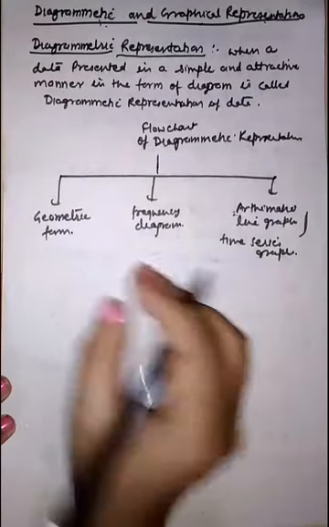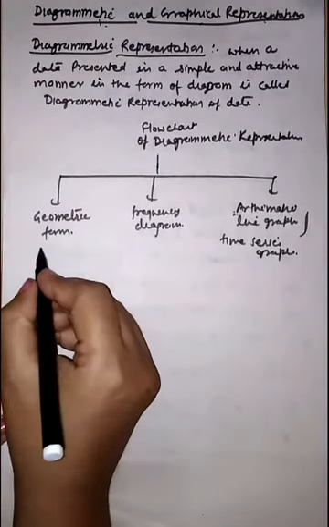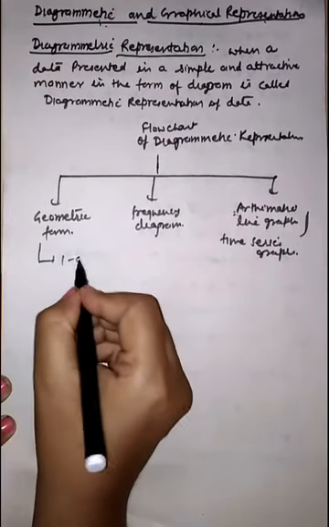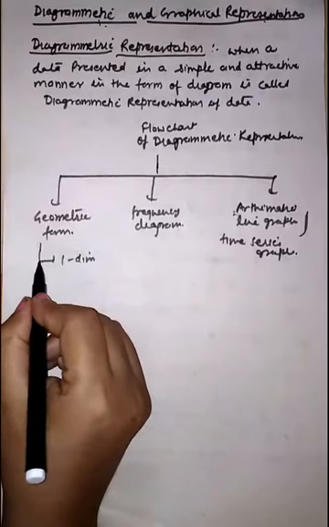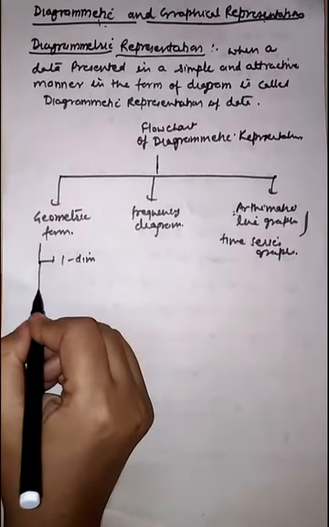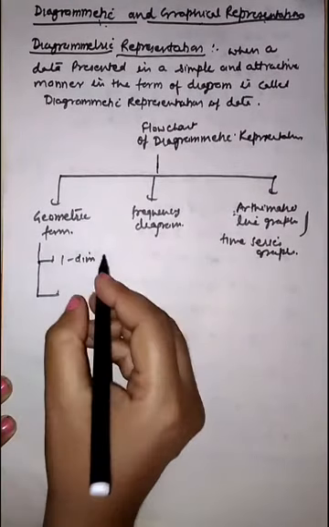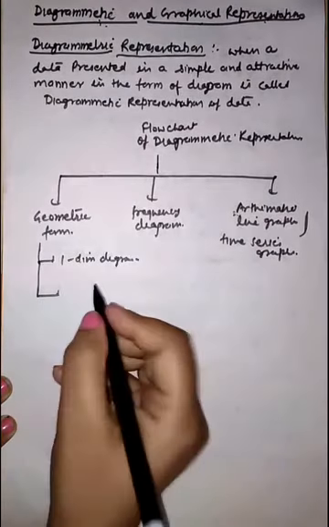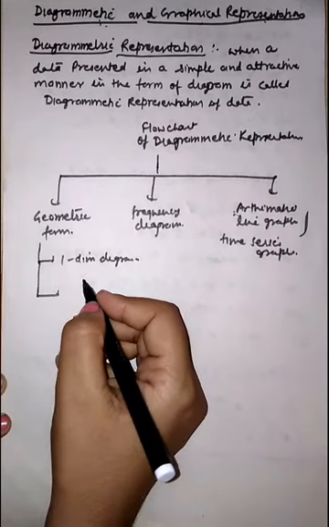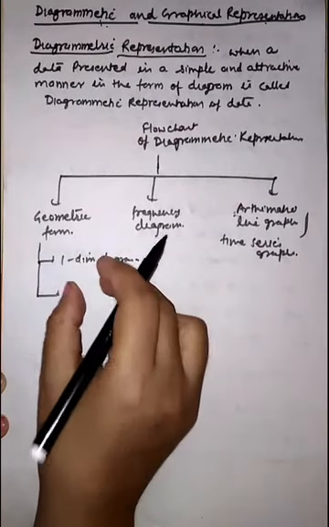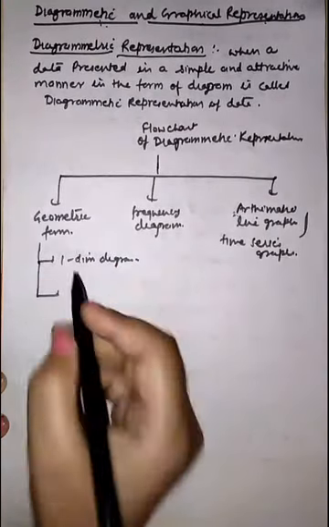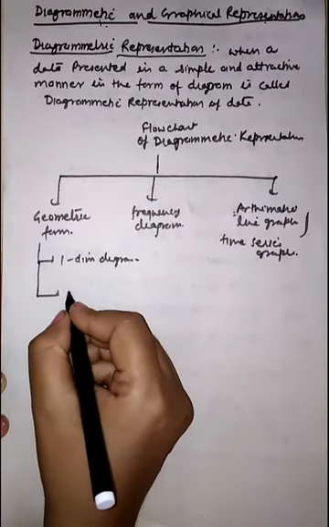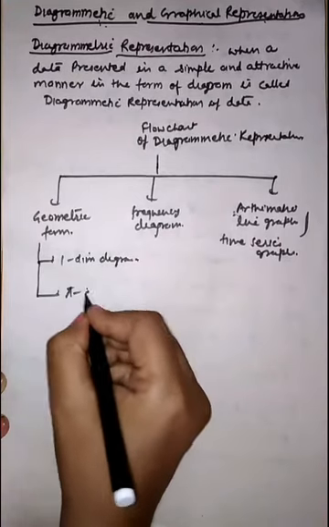Geometric form is also of two types. There are many types, but I am discussing only two. The first one is the one dimensional diagram, because this is in your course. Two dimensional and three dimensional diagrams are also in your course. I will discuss the first, and the second, which is most important, is the pie diagram.